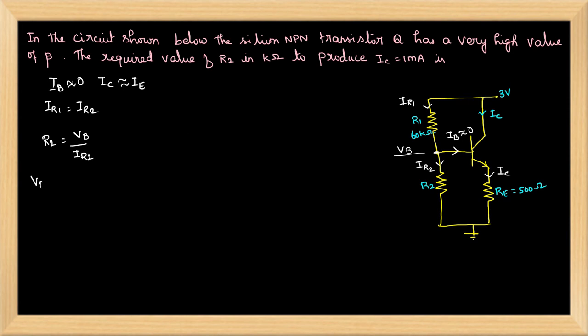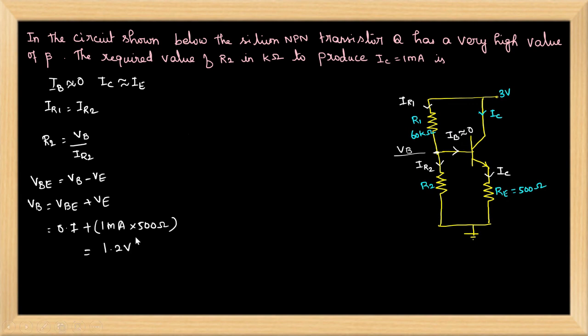Now VB equal to, we know that VBE equal to VB minus VE, or we can say that VB equal to VBE plus VE. So here it is given that it is a silicon transistor, so VBE will be equal to 0.7 volt. And how we can find the value of VE? VE is equal to IC into RE. Here IC is given as 1 milliamp, into 500 ohm. So when we solve, we will be getting VB value as 1.2 volt.